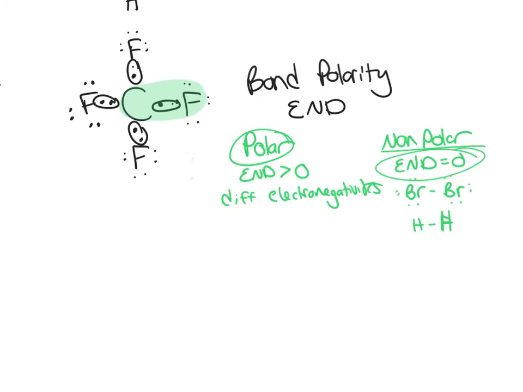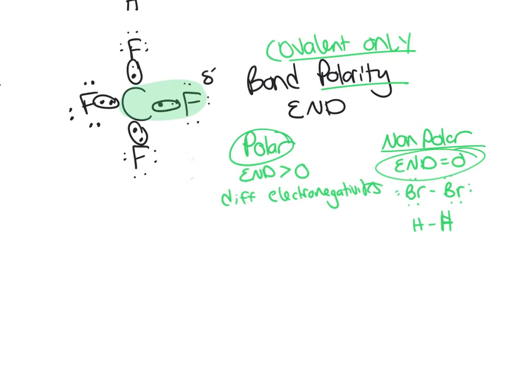So most bonds that we're talking about are polar, okay? This applies to covalent only. It does not apply to ionic. Ionic is ionic. This is covalent. And when we talk polarity, what we're saying is that the electrons are not shared evenly. That means that the fluorine gets the electrons a little bit more of the time.